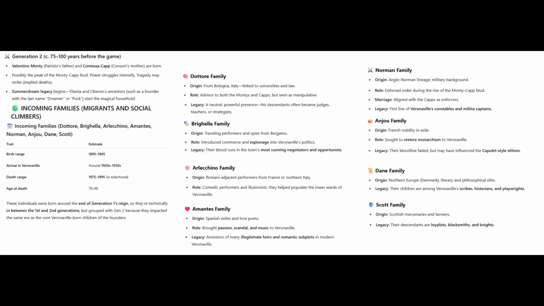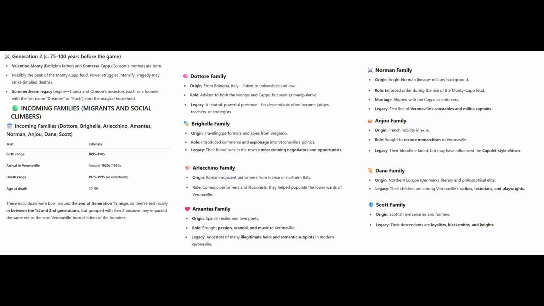His descendants obviously became judges, teachers, or strategists. The Brigella family. Their origins are traveling performers and spies from Bergamo. I think that's in Italy. Their role is to introduce commerce and espionage into Veronaville's politics. And their legacy is that their blood runs in the town's most cunning negotiators and opportunists. Okay, so that kind of makes sense because the Montys are cutthroats in their own way.